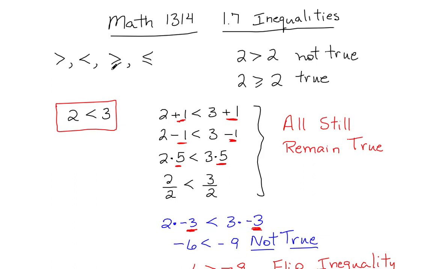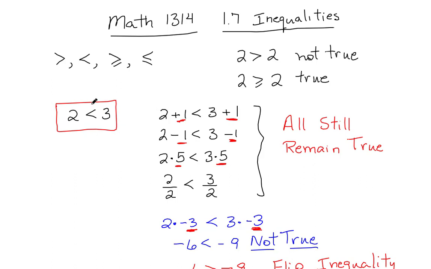So let's see. 2 greater than itself is not true, but 2 greater than or equal to itself is true. So this one with the line includes the possibility of equality. Now we all agree that 2 is less than 3. And notice we're pointing at the smaller number.